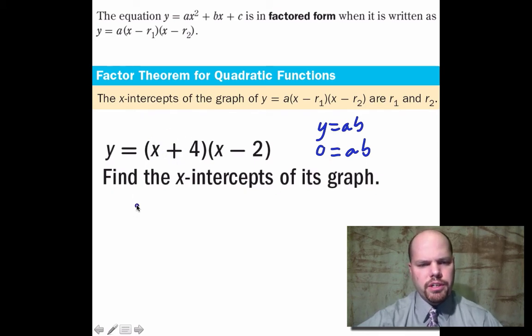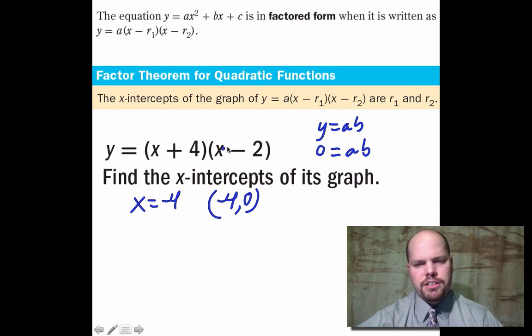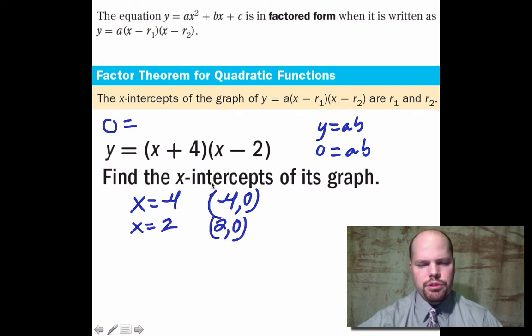Well, negative 4 does. So one of the x-intercepts would be negative 4. So we'd have the point (-4, 0). And that's because negative 4 plus 4 is 0. And it doesn't matter that over here would be negative 6, because 0 times negative 6 would be 0. So we're looking at when on an x-intercept the y value is 0. So what makes y 0 in this case? Now the other one would be 2, because 2 minus 2 is 0. So the other x-intercept would be 2. So (2, 0) and (-4, 0).